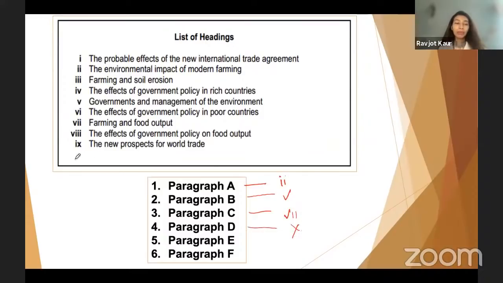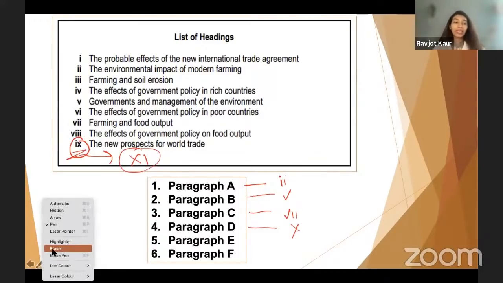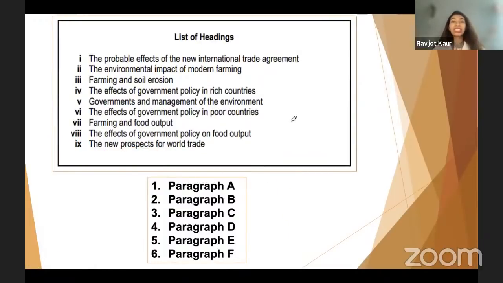So many times students face difficulty in this. I've seen students writing this: this is 11, this is 9, so there is a difference. That's why I'm emphasizing, even if you're right, you might lose your scores by making such silly mistakes.